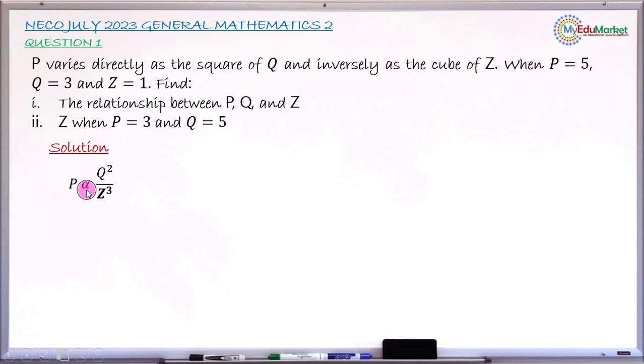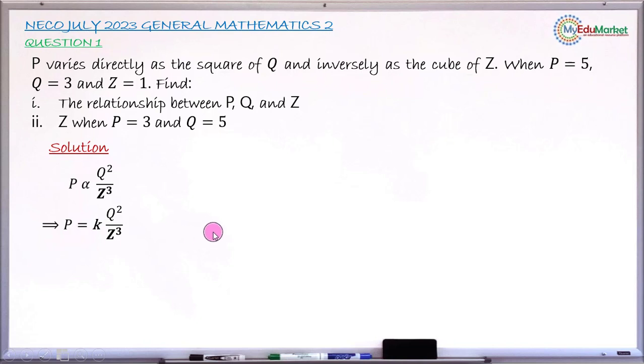Next, you remove this sign of proportion and introduce the equality sign with the constant of the proportion. If that is done, you now have P equals K, where K is the constant of the proportion, multiplied by Q squared over Z cubed. Then you use the values that are given for P as 5, Q as 3, Z as 1. This will enable you to find this constant of the proportion. So that is what you do next.